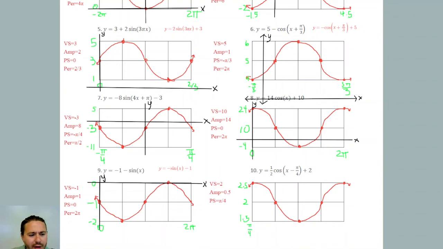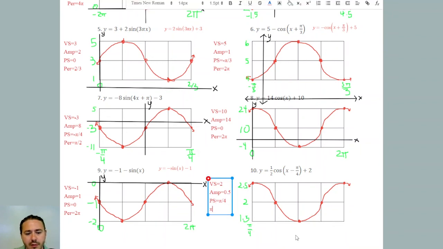And our last one, number 10. The period is, why did it switch on me? That's weird. Okay, 2 pi divided by b. Our b is 1, so it's just 2 pi. And we've got pi over 4 plus 2 pi. To add that, we need a common denominator, which would be 4. So 2 pi, you could think of it as 8 pi over 4. So 8 pi over 4 plus 1 pi over 4 is going to be 9 pi over 4.